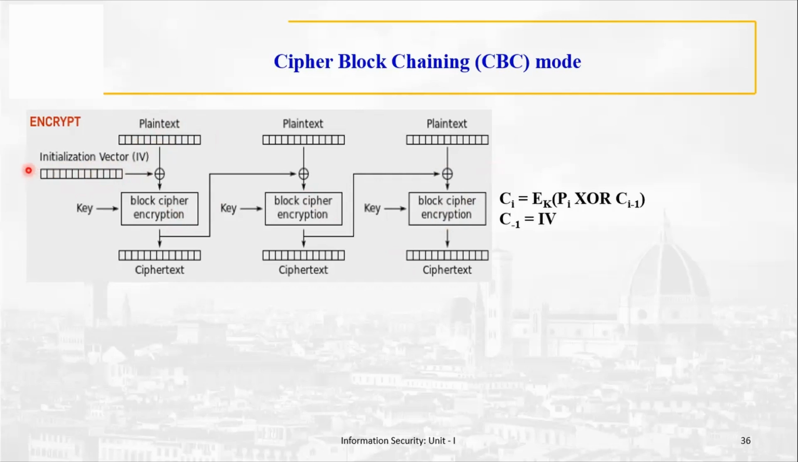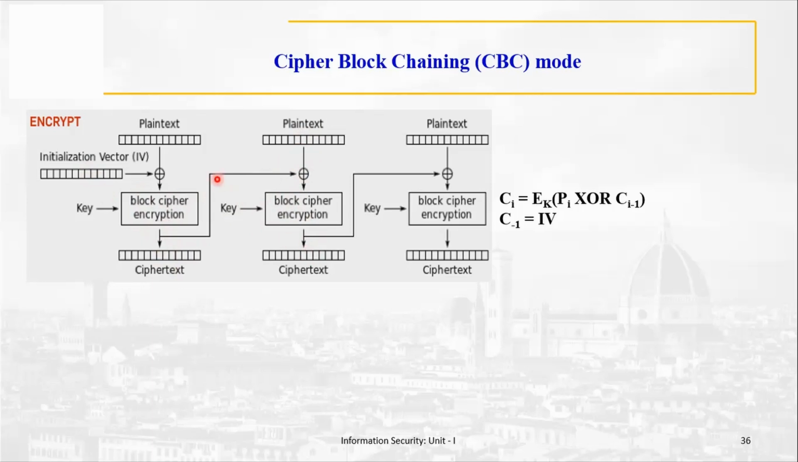Now what happens is this is a random value that we are using. We use a random function which generates this data. That data will be XORed with the plain text, and then the ciphertext is created. Now for the next block, instead of the initialization vector, the ciphertext itself becomes the initialization vector. So the next block will be XORed with the ciphertext, and then the new ciphertext will be created.